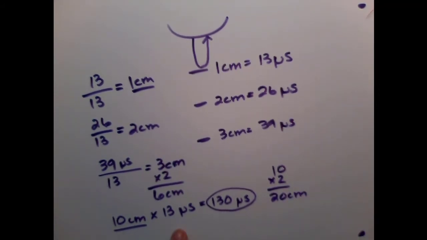So just another way to look at all of this. 10 centimeters takes 130 microseconds for the sound to go in and back to the transducer. That sound pulse then travels a total of 20 centimeters by going into the 10 centimeters and back 10 centimeters.